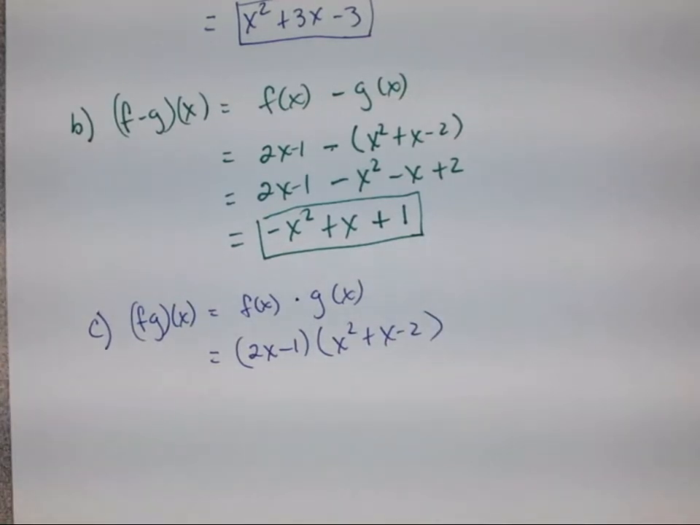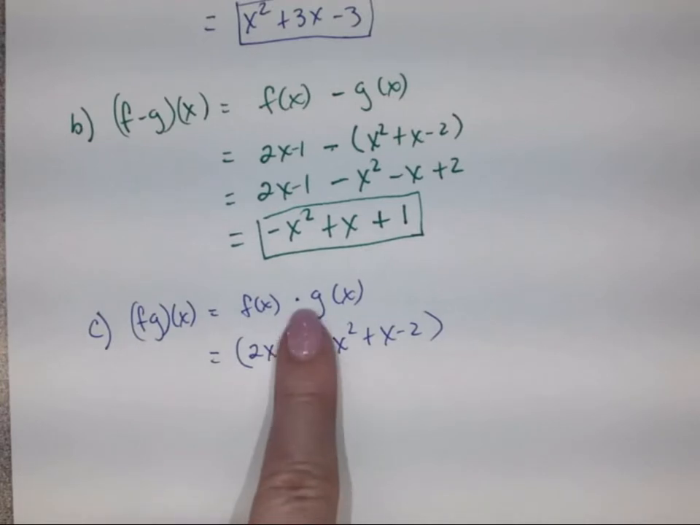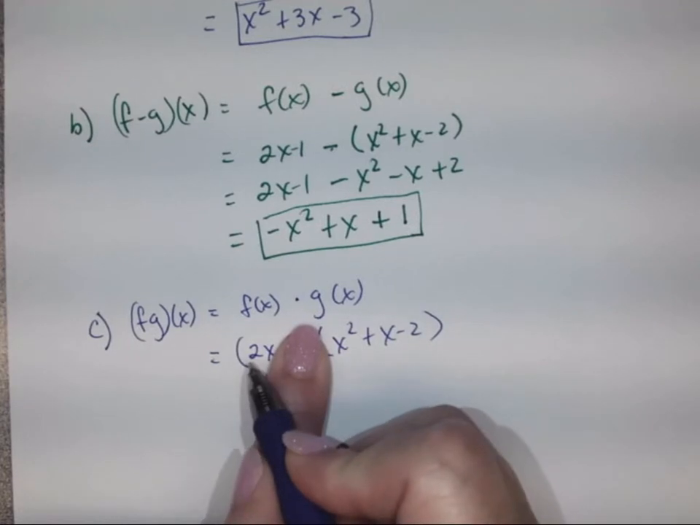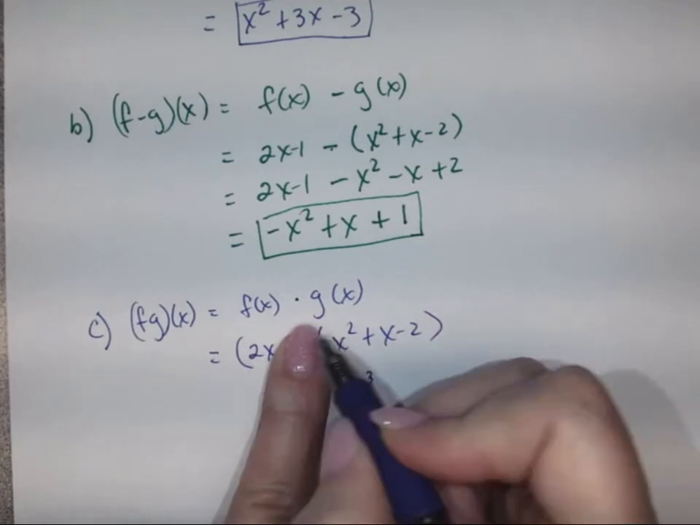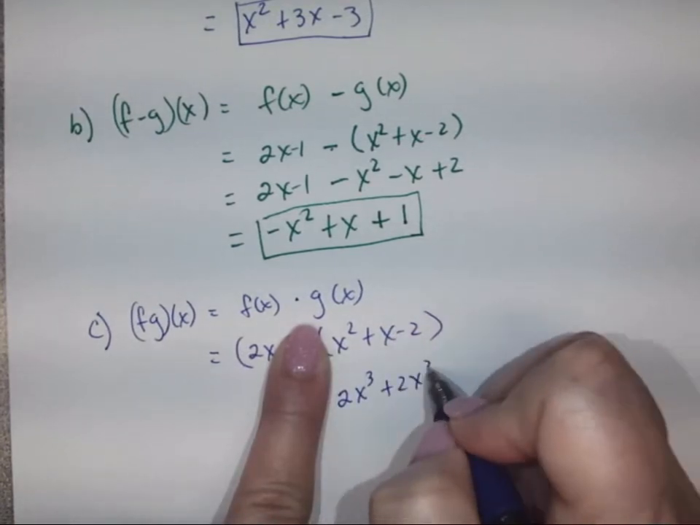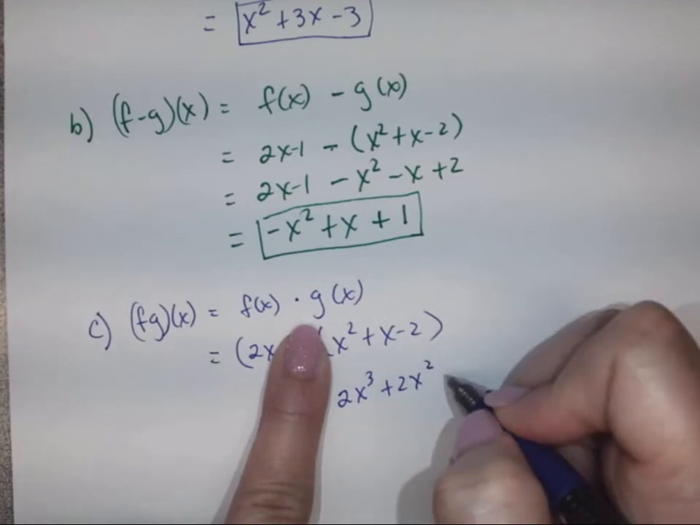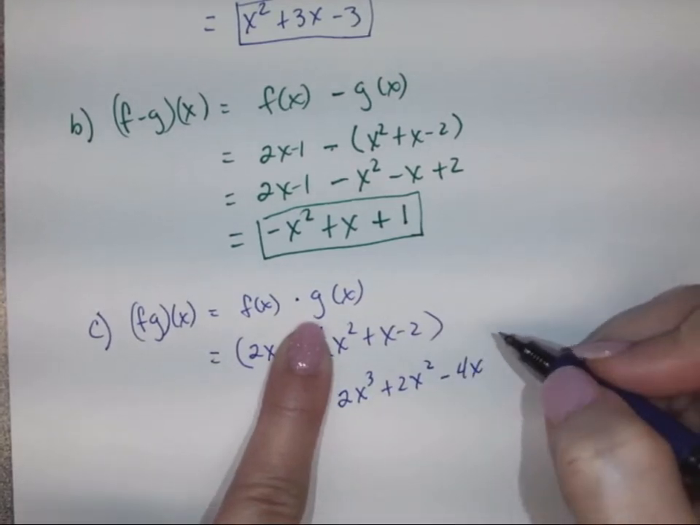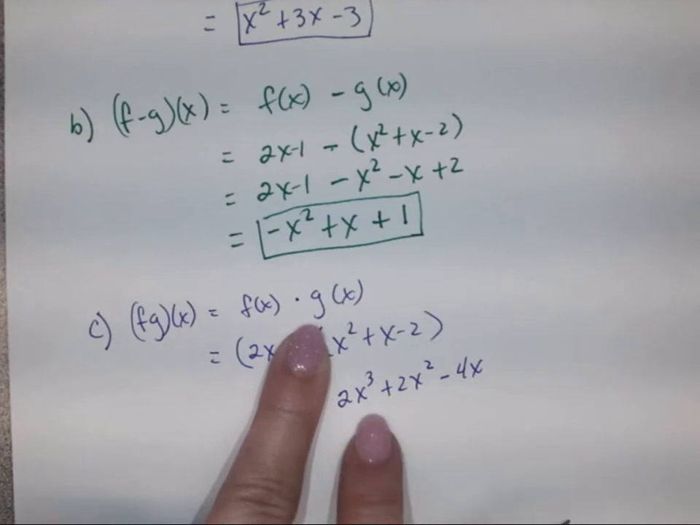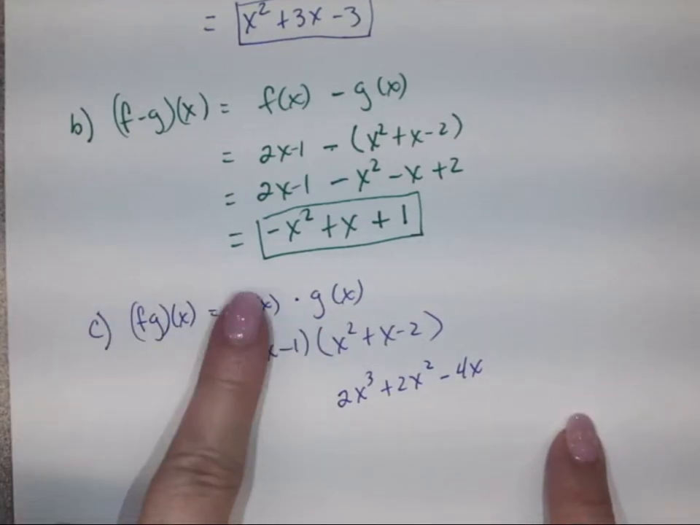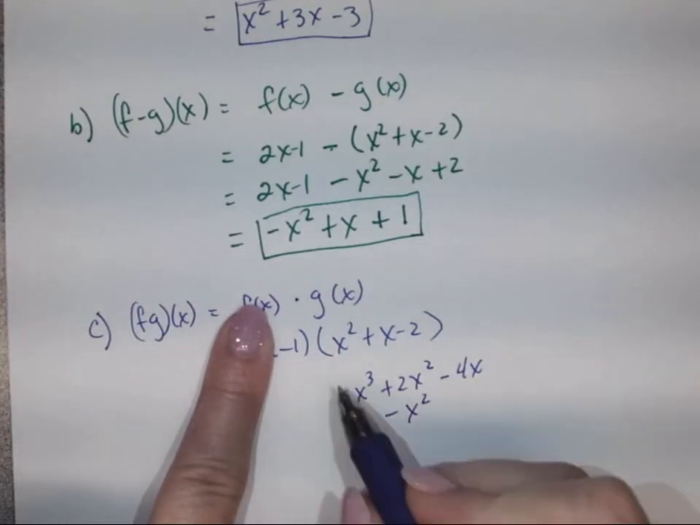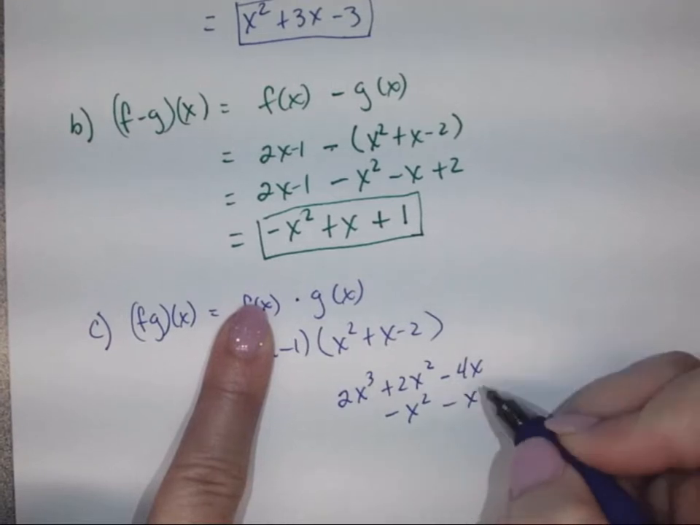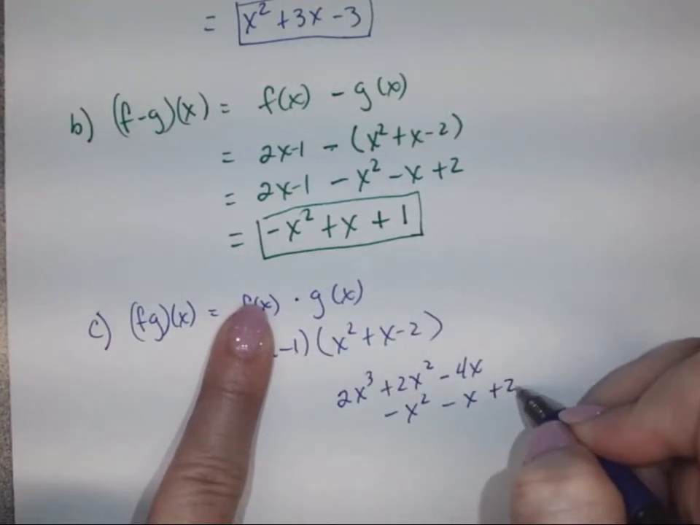So I've got several parts here that I need to multiply. So I'm going to do it just like I normally would. I'm going to cover up the second part and just look at the first part. So 2x times x squared would get me 2x cubed. 2x times x will get me 2x squared. 2x times negative 2 would get me negative 4x. This time, instead of going all the way, I'm going to stack them because it'll make it easier to combine like terms. Negative 1 times x squared, I'm going to put it right here, negative x squared. Negative 1 times x would be negative x, and negative 1 times negative 2 would be positive 2.